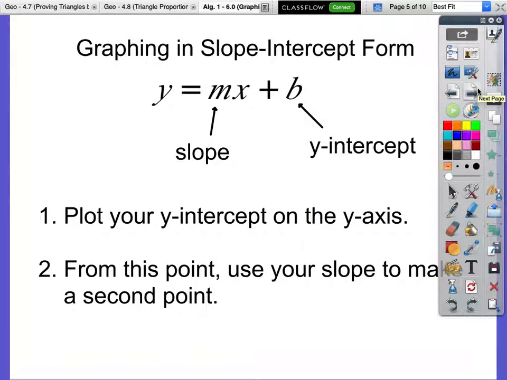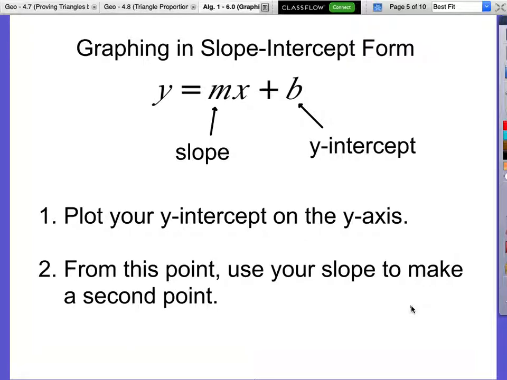Okay, do not write all this down right now. Look up here, follow along with me, please and thank you. Graphing in slope-intercept form. Did we just talk about this being slope-intercept form? Did we just talk about m being the slope, b being the y-intercept? Yeah, okay, we already did that first part, right? There's no reason to write it down again if we just wrote it down.